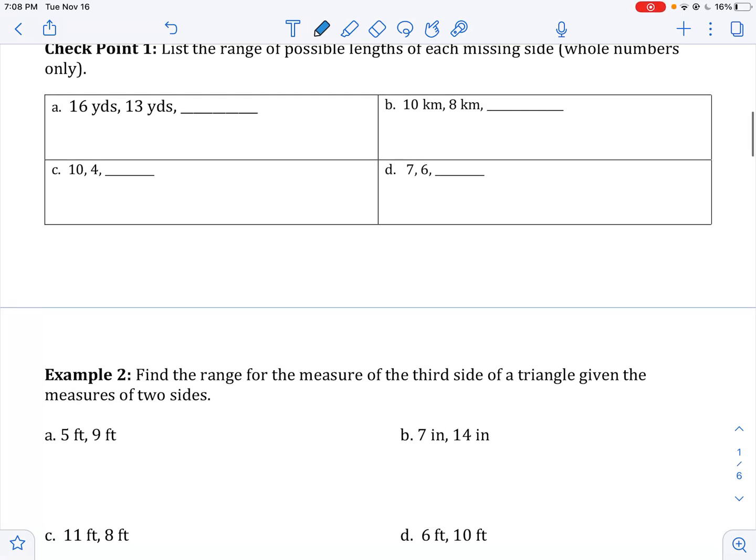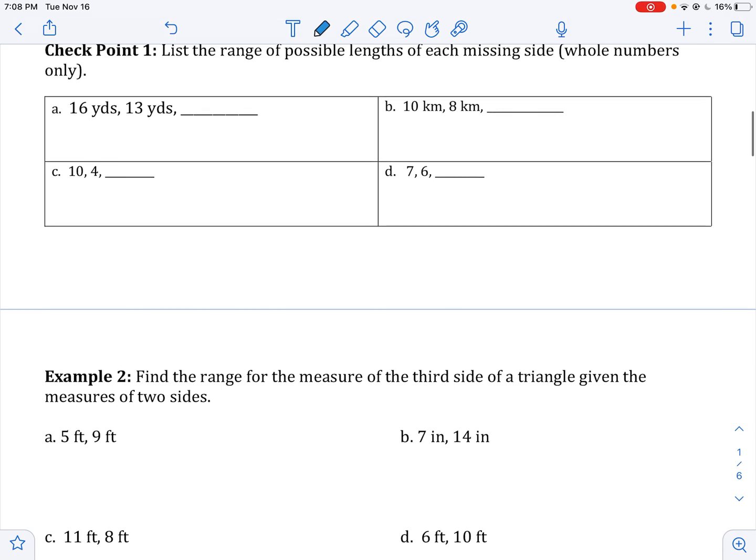In this video, we're going to talk about finding a range of possible values in the triangle inequality theorem. So if I give you two given side lengths, then I want you to find all possible side lengths for the third side of the triangle. Remember that any two sides of the triangle must add up to be greater than the measure of the third side.